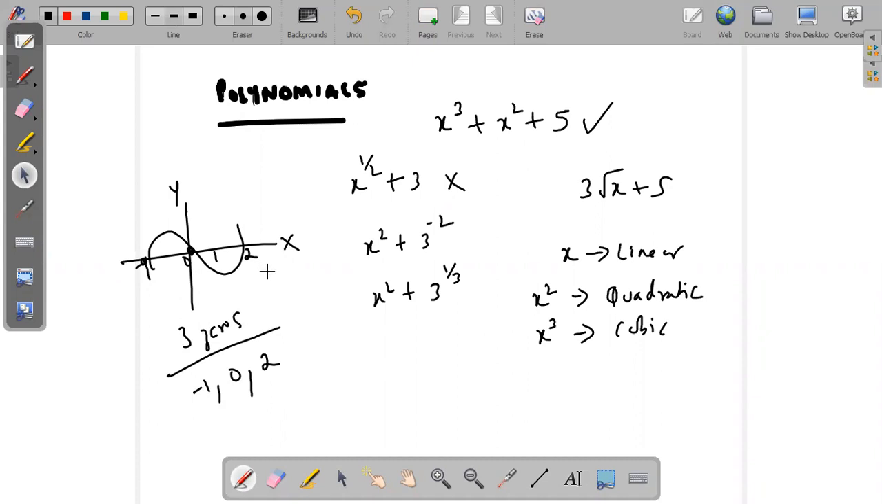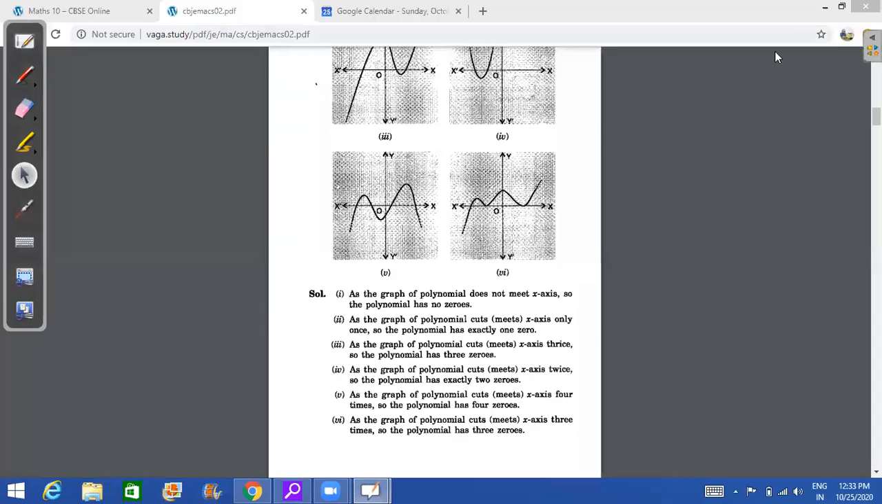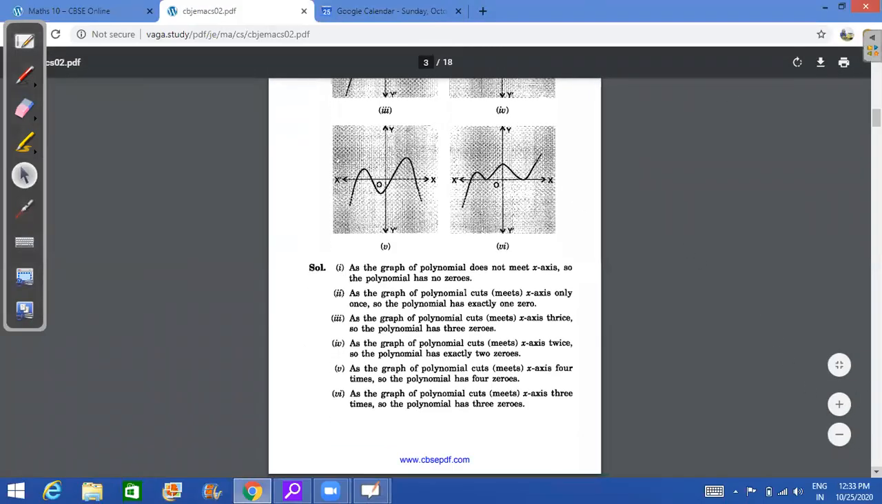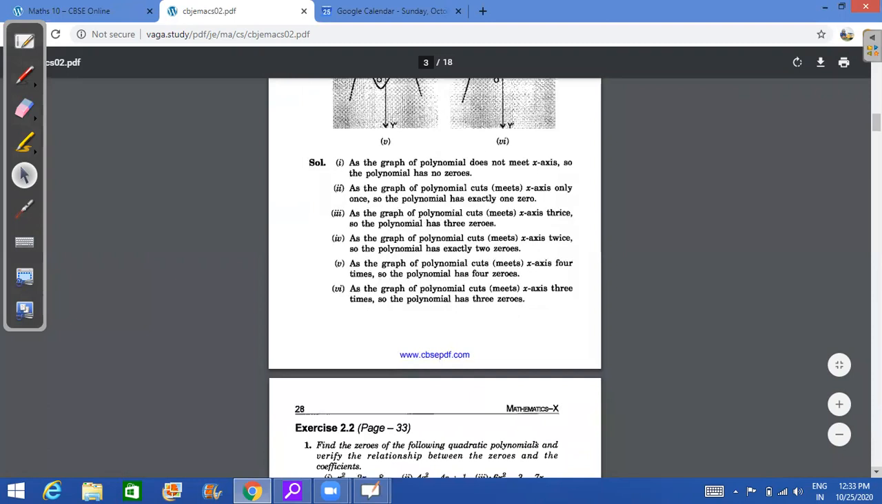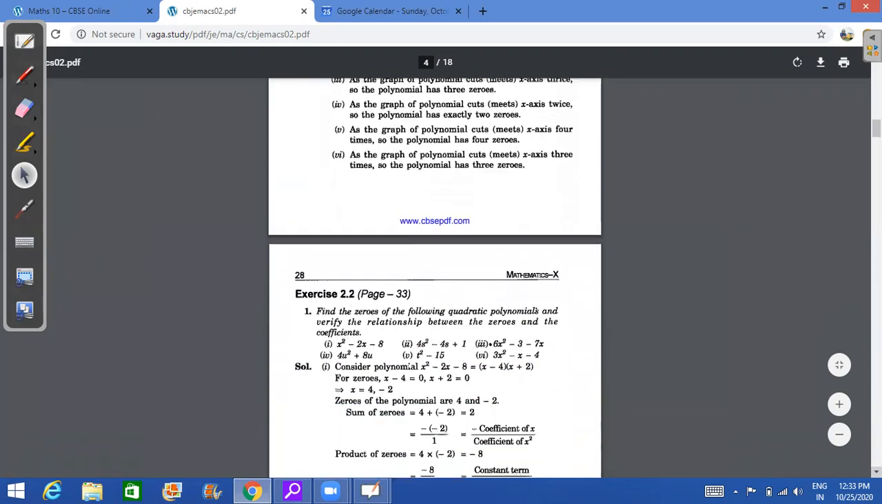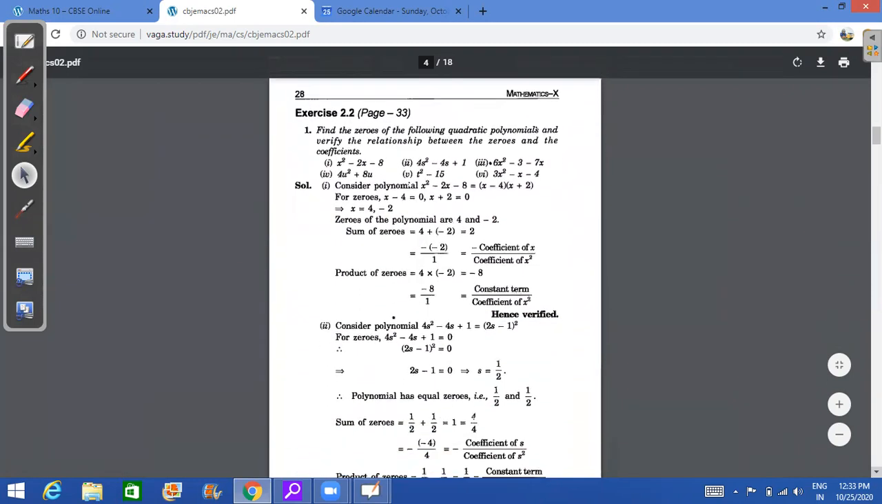Although it's not mentioned in the textbook that you have to find the actual zeros, they are asking you to find the number of zeros. The number of zeros is 3, and the values of these zeros are -1, 0 and 2. So please make a note of this. In case it is asked, you will be prepared to answer such questions. There's only one question there. So that's over. Now we go to exercise 2.2.